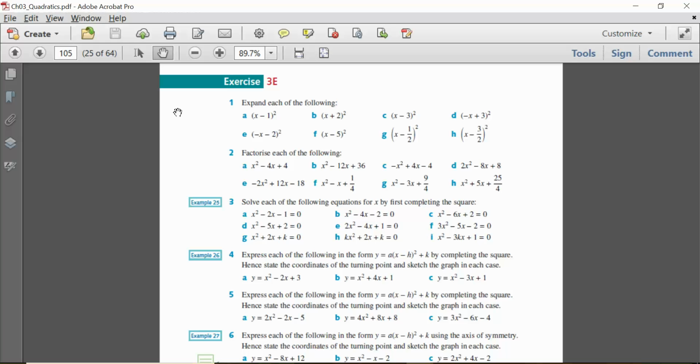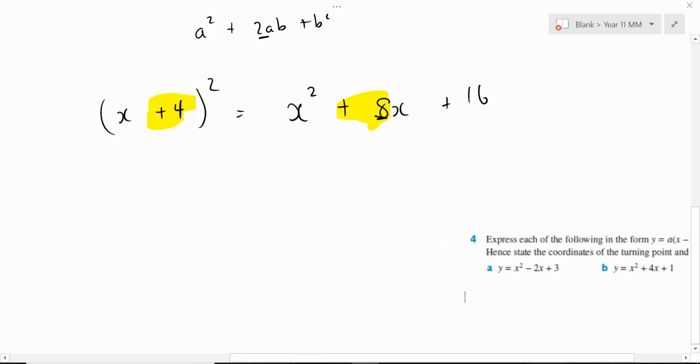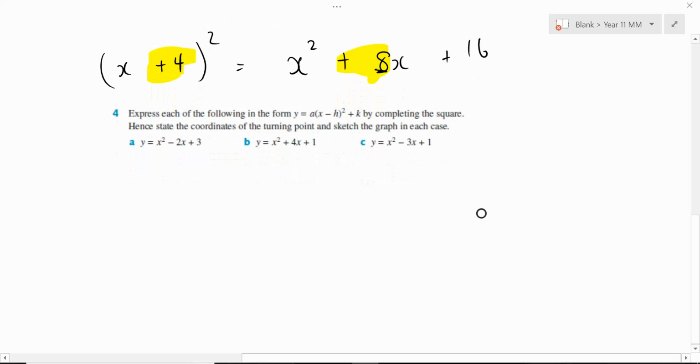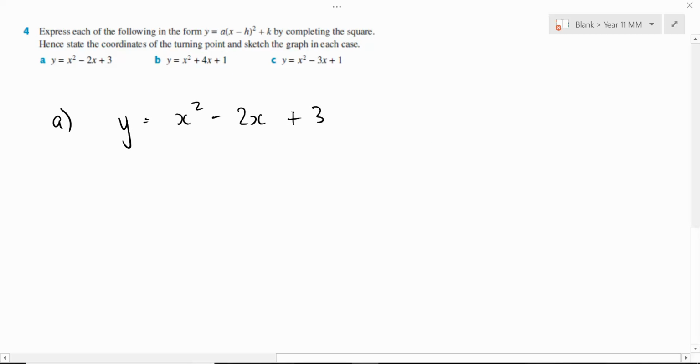I'm going to do an example where you're going to factorize by completing the square. So I'm going to pick out this one here. Okay, so let's have a look. The aim here is to complete the square. Right now I'm going to do A. A tells me you've got y equals x squared minus 2 times the x plus the 3. Now, before we even start, we want to factorize this. We can factorize this by what we call completing the square.